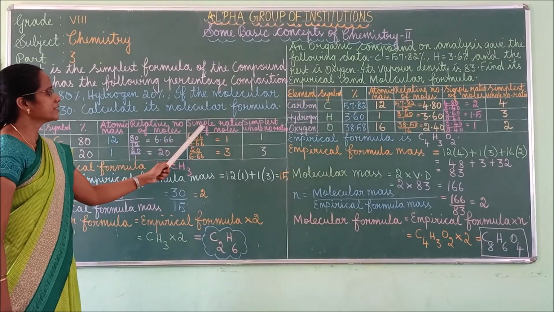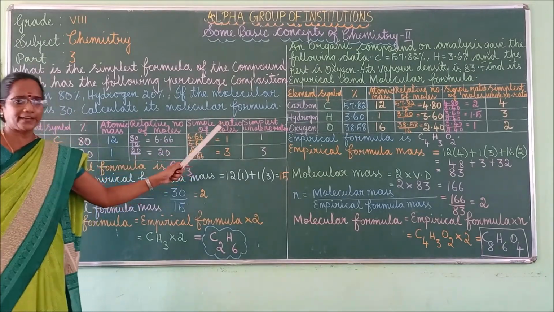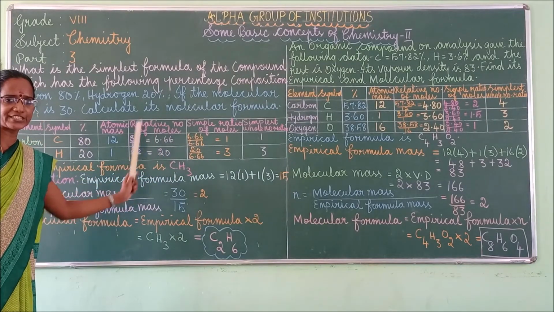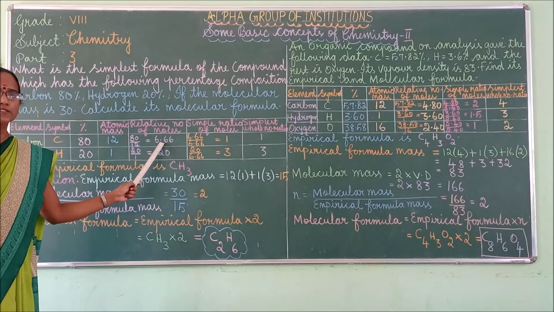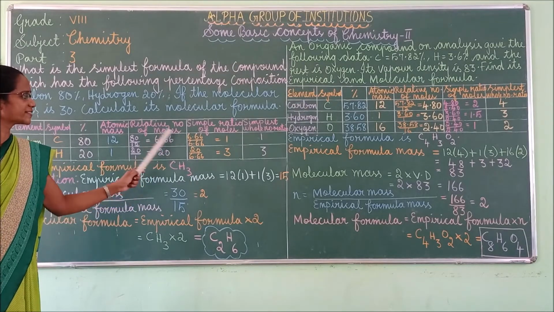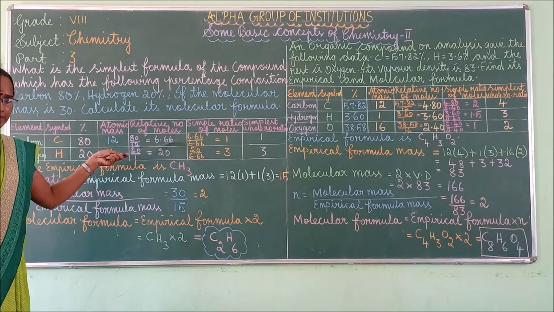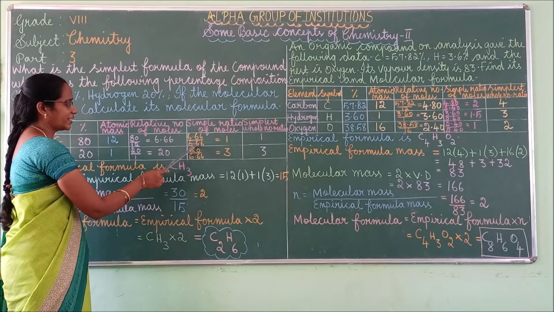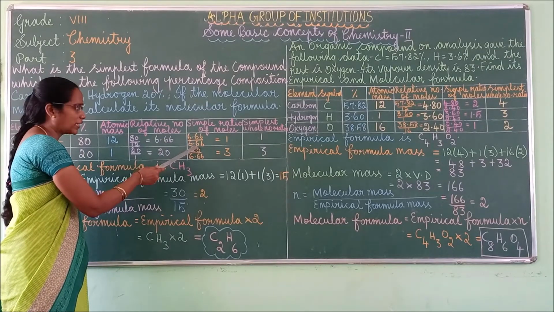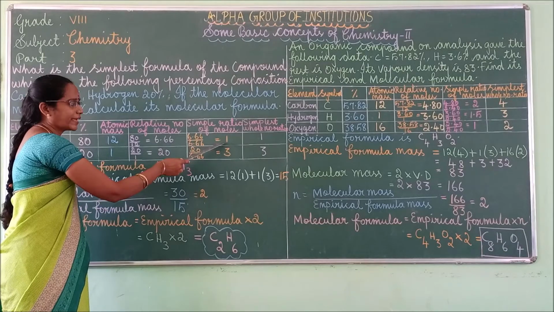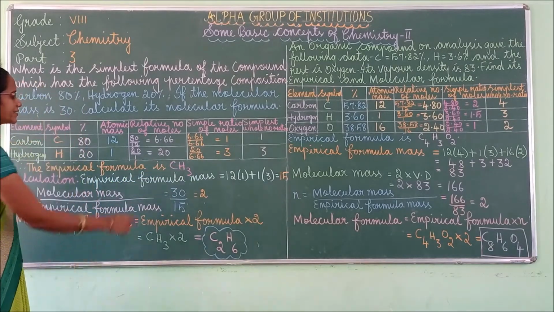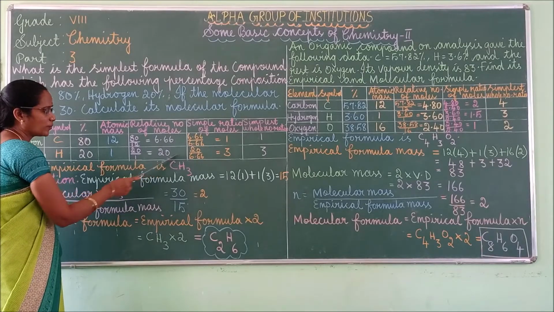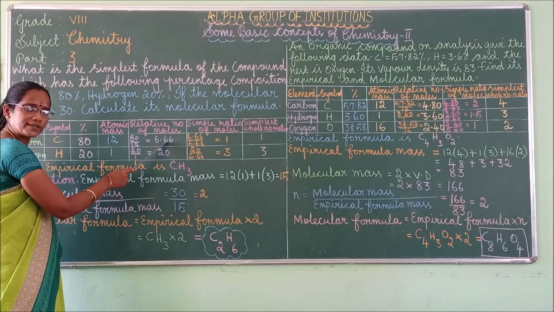Next, what step? Simple ratio of moles we have to identify, isn't it? For that, what I told you, you have to take the lowest digit. Okay, 20 as well as 6.66 is given. So which is the lowest digit? It is 6.66 only, isn't it? So 6.66 divided by the lowest digit, 6.66 only. So if you divide this, you will be getting the answer 1. Next one is, put the value: relative number of moles is 20 divided by the lowest digit, 6.66.